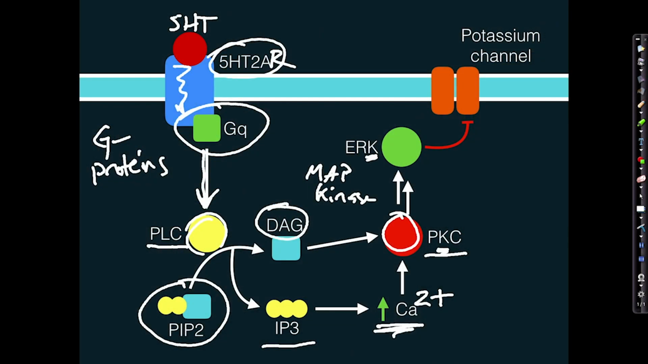So you actually inactivate the channel, and that's what's happening here. So ERK, let's have a look. ERK here is actually phosphorylating this potassium channel, and as you can see by the flattened arrow here, it's actually inactivating the potassium channel. So what effect is that going to have? Now we need to think about this. Okay, so activation of the 5-HT2A receptor causes inactivation of these potassium channels.